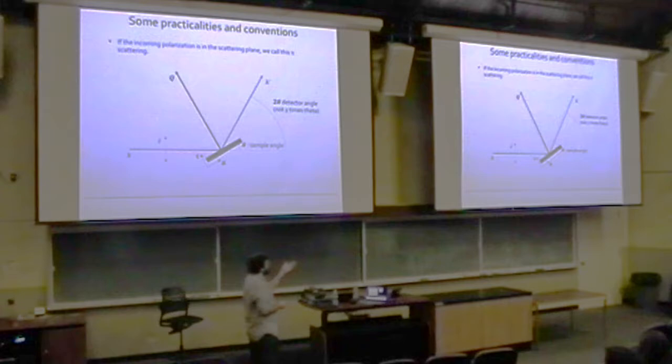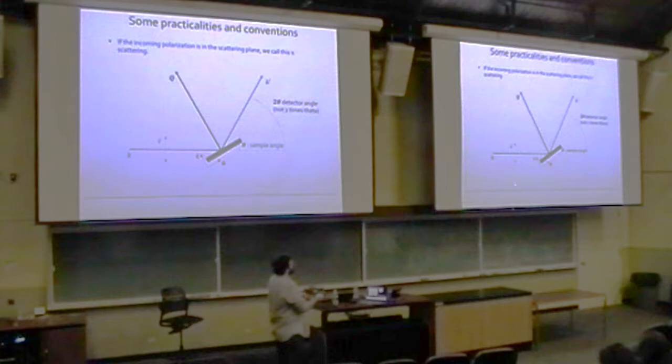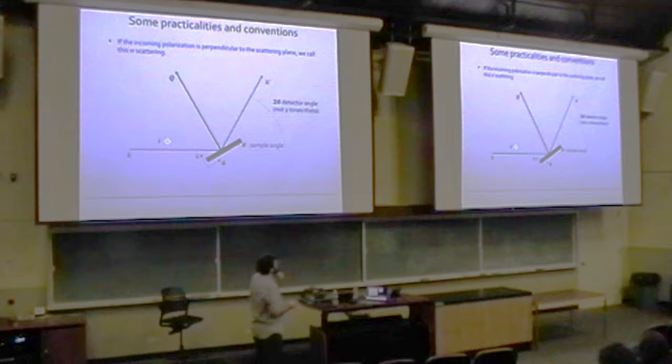Polarization: depending on how you want the light to couple to the orbitals you're interested in, you may want to take into account the polarization. If the polarization is in the scattering plane, it's called pi scattering, and if it's orthogonal to the scattering plane, it's sigma scattering. So just some practicalities in case you're reading papers.